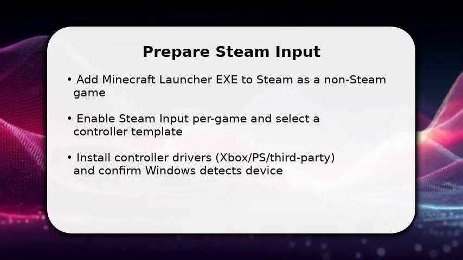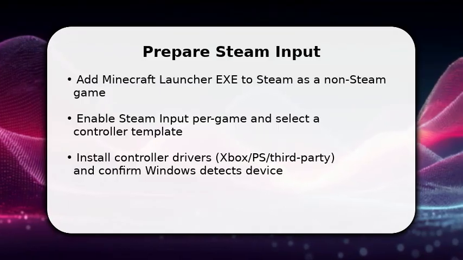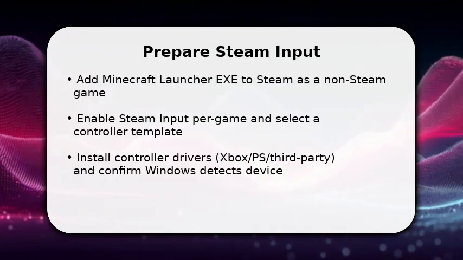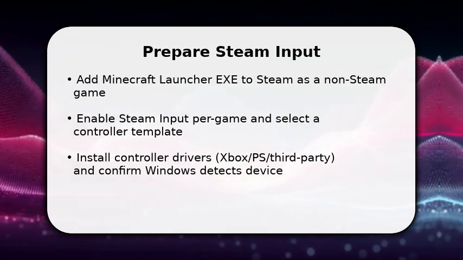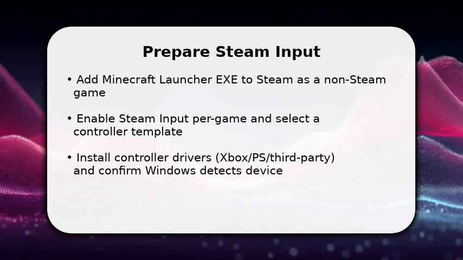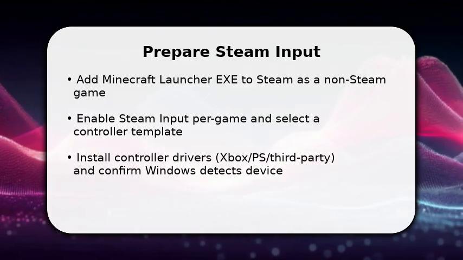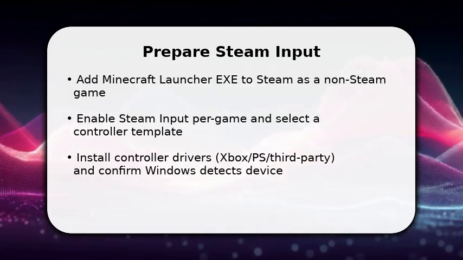You start by preparing Steam input so Minecraft can accept controller events. Add the Minecraft Launcher exe to your Steam library as a non-Steam game. Once added, open that game's properties and enable Steam input. Make sure Windows shows your controller under Devices so Steam can map it.